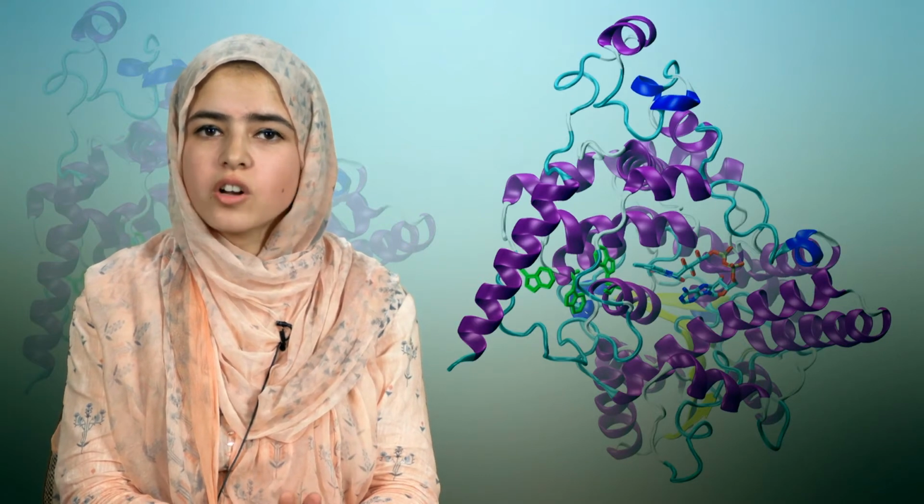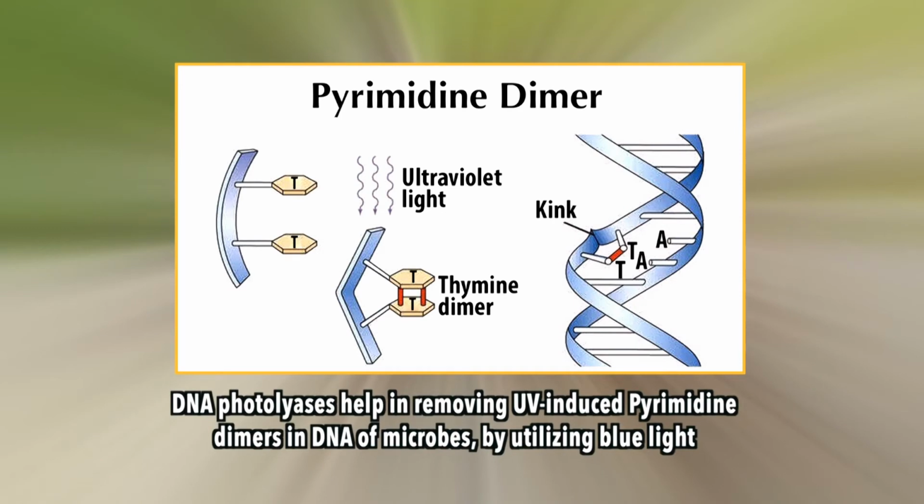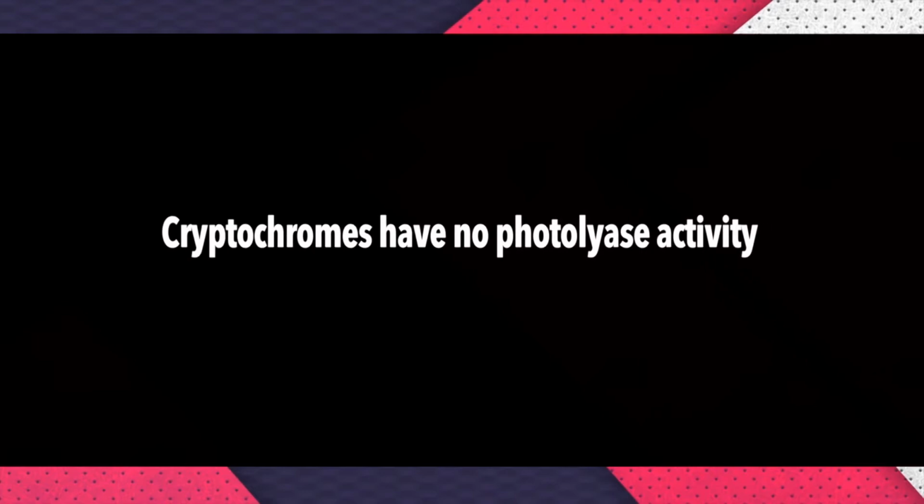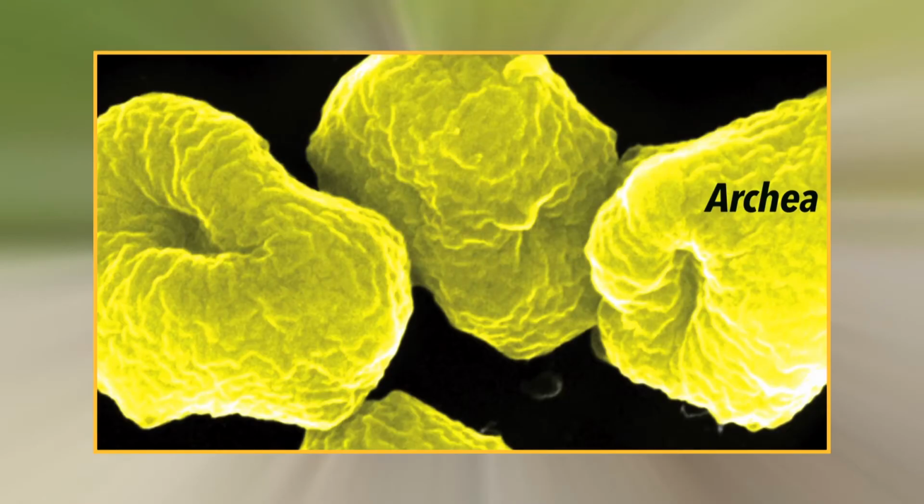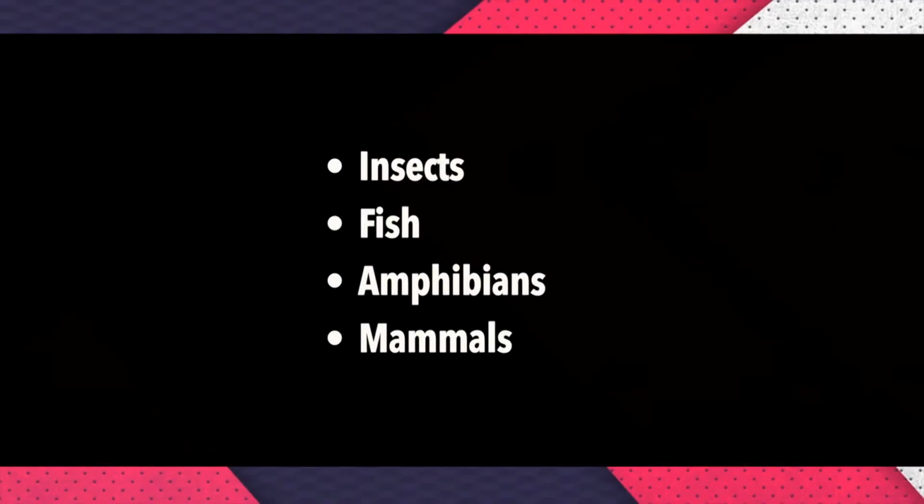These blue and ultraviolet light receptors share sequence similarity to DNA photolyases. DNA photolyases help in removing UV-induced pyrimidine dimers in DNA of microbes by utilizing blue light. But in spite of sequence similarity to DNA photolyases, cryptochromes have no photolyase activity. Cryptochromes are widely distributed in bacteria and eukaryotes, but absent in archaea. Quite recently, they have been found in various animal lineages, including insects, fish, amphibians, and mammals.